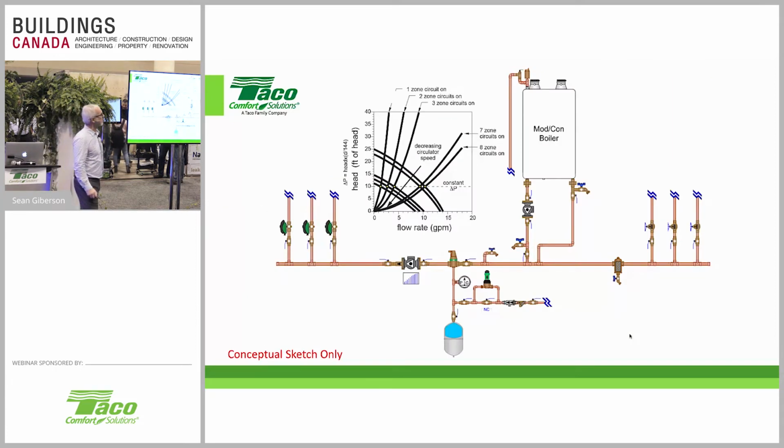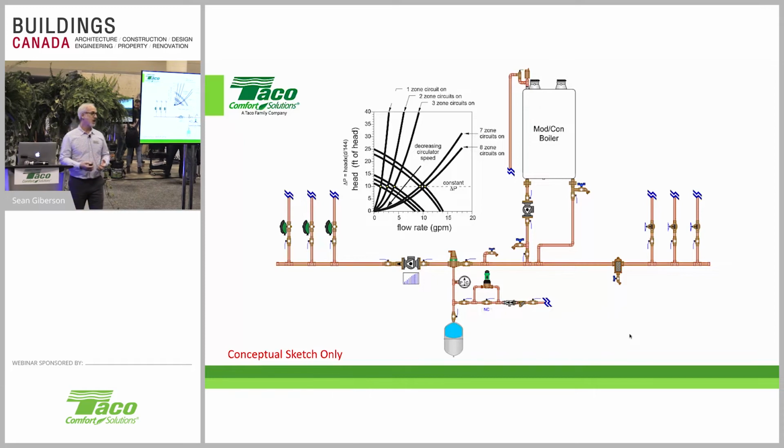In this example here, pretty simple heating system. We've got three zones on this. It's operated with zone valves. We've got a ModCon boiler, and that ModCon boiler is teed into that piping onto that secondary. So kind of an injection type look at this. It's not necessarily the slide in terms of the layout of it, but what I want to talk to you about is more from the performance curve that I show up here.